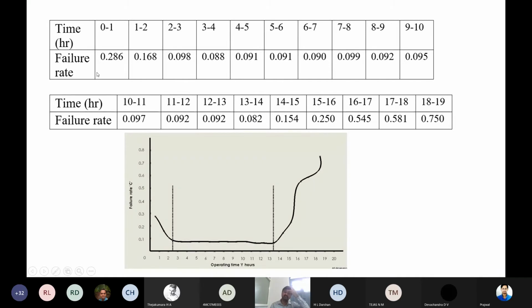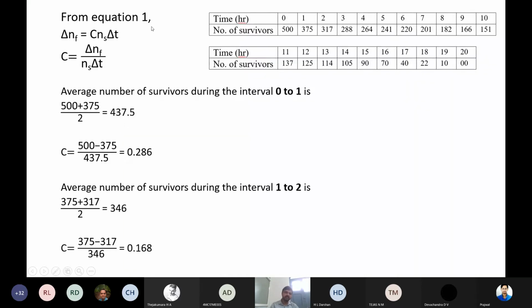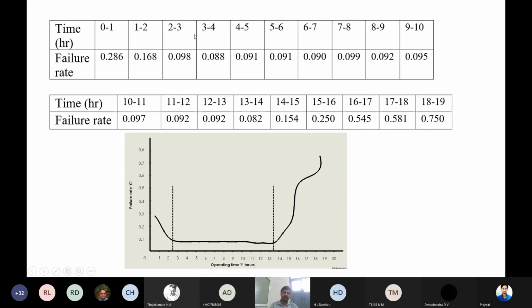After finding failure rate for these intervals, 0 to 1, 1 to 2, I have shown the procedure for 0 to 1 and 1 to 2. Similarly, you have to do the same thing for the remaining intervals, that is 2 to 3, 3 to 4, 4 to 5, up to 18 to 19. You have to follow the same procedure and find the failure rate of these intervals. After determining the failure rates, you have to plot the bathtub curve.